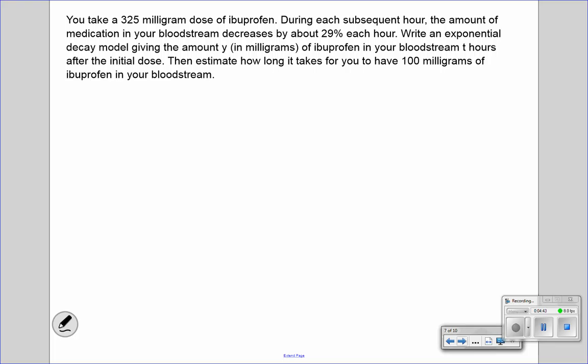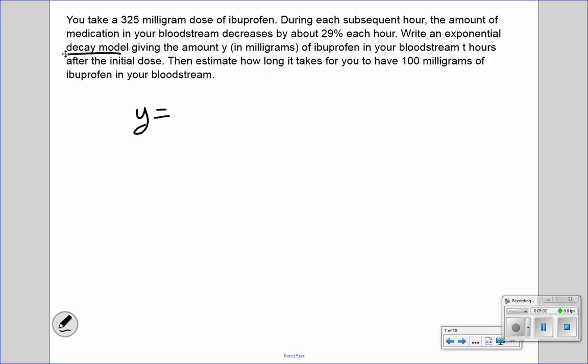This problem says you take a 325 milligram dose of ibuprofen. During each subsequent hour, the amount of medication in your bloodstream decreases by about 29% each hour. Write an exponential decay model giving the amount y in milligrams of ibuprofen in your bloodstream t hours after the initial dose. So we have y.